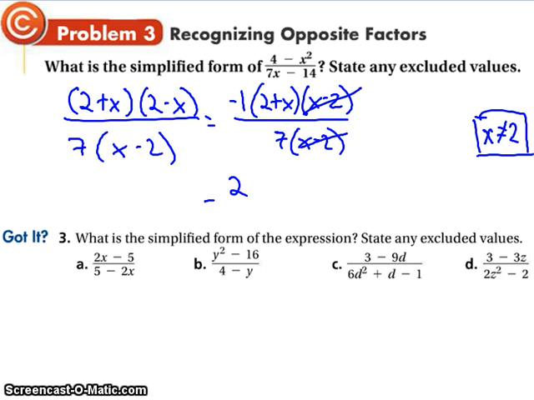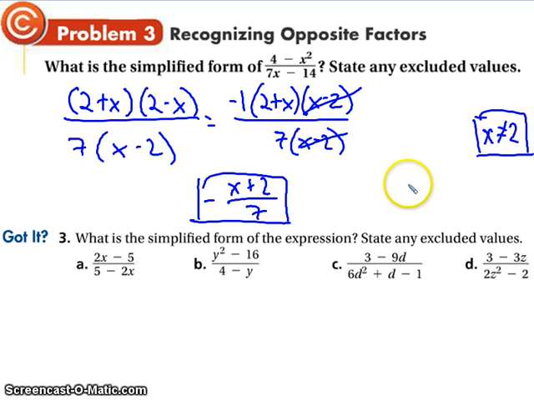I can write that as x plus 2 over 7. So there's my final answer, and there's the excluded value. In some cases, when I'm done factoring, I may have something close to the right answer. That just means I might need to pull out a negative 1 if the factors are opposite of each other. Okay. 4 more.